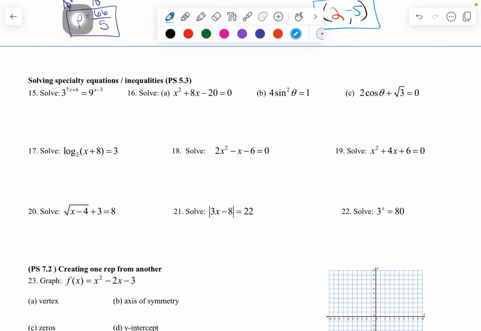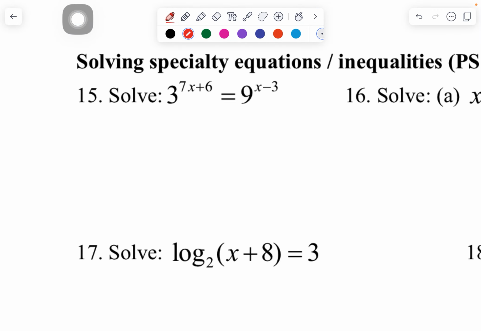All right, in this video, I'm going to be going through the problems for indicator 5.3, which is solving specialty equations and inequalities. So this is quite a few problems. So let's jump right into question number 15 here. Question number 15, I have a base 3 on the left side, a base 9 on the right side.